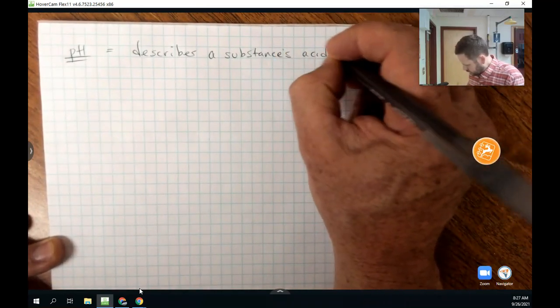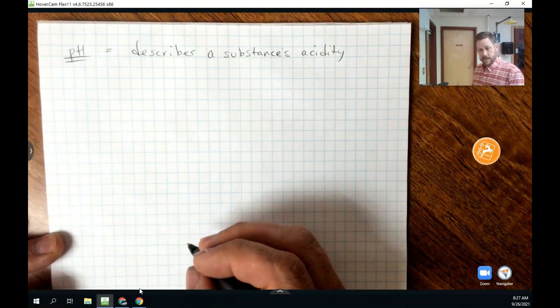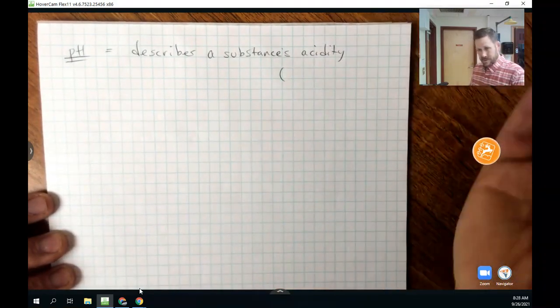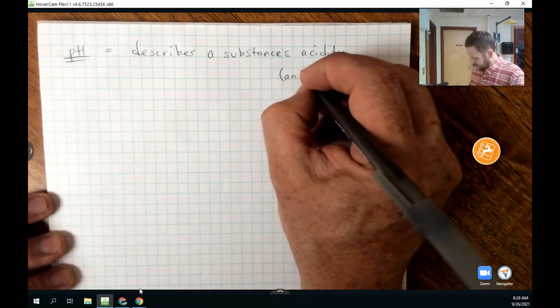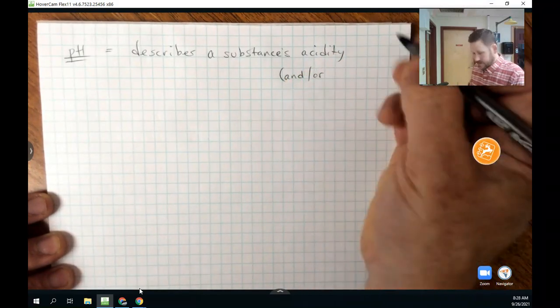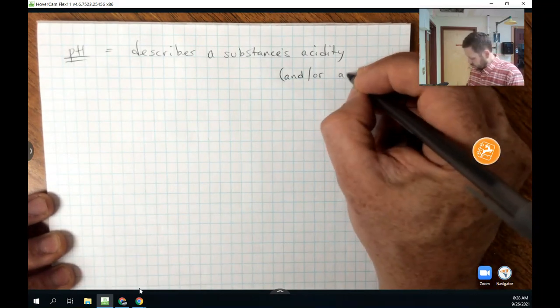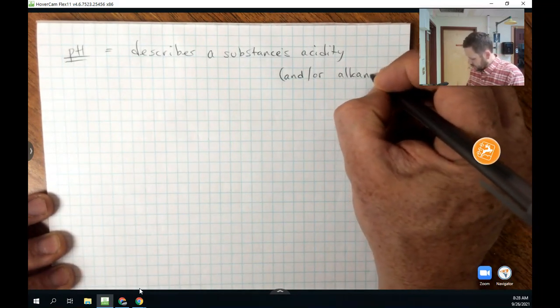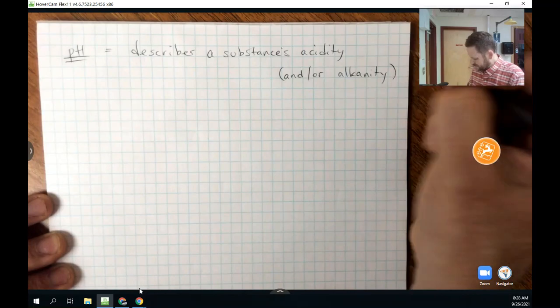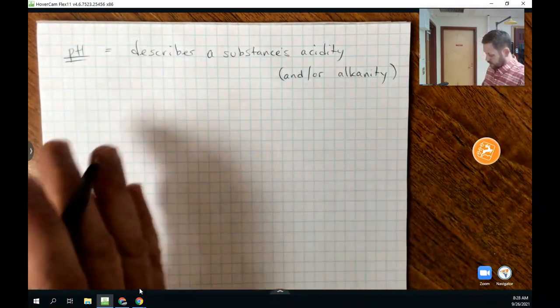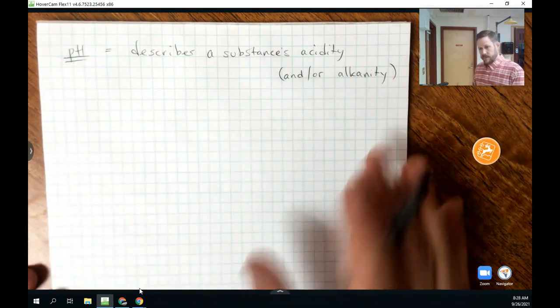Now you could argue that by telling me a substance's acidity, you have also told me its alkalinity. In other words, its basicity, because if something is very acidic, then it's not very basic, and vice versa. So alkalinity is synonymous with basicity. And this is a spectrum going from acidic on one end to basic on the other.